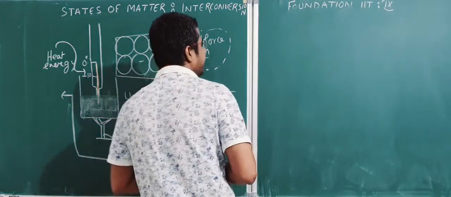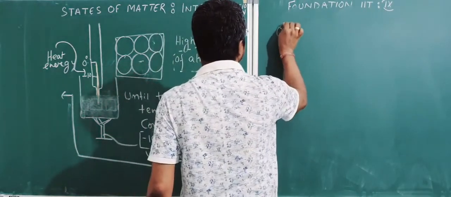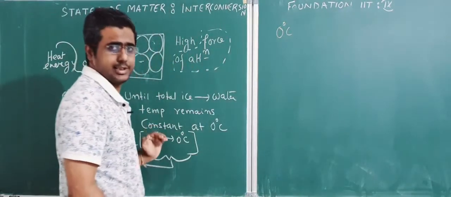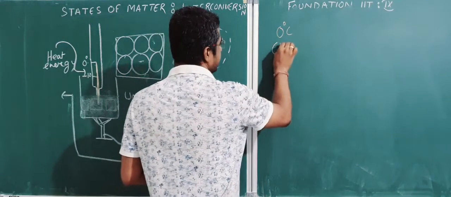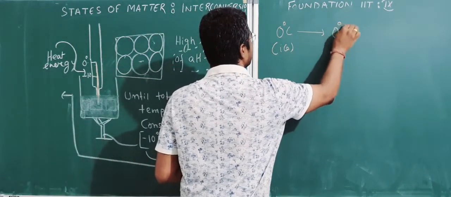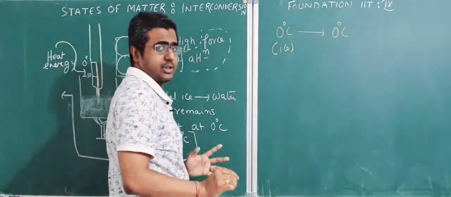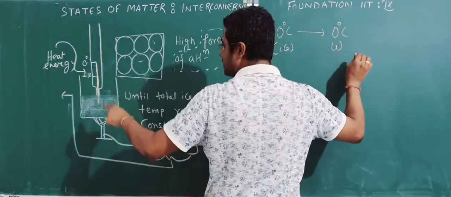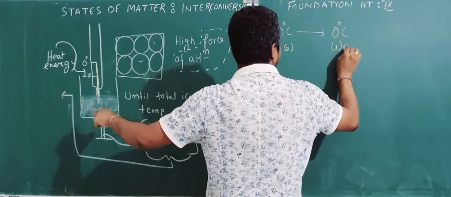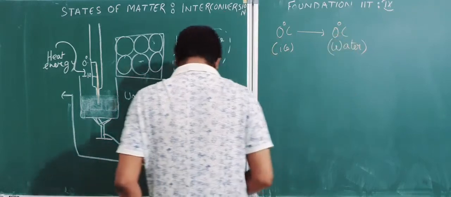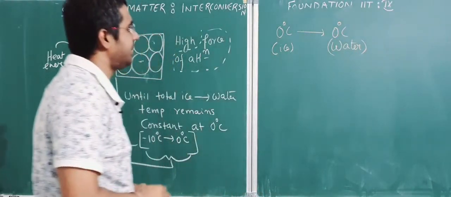When it reaches 0 degree Celsius, first of all the ice reaches 0 degree Celsius, and it remains at 0 degree Celsius till all of this ice converts to water. All of this ice is getting converted to water.